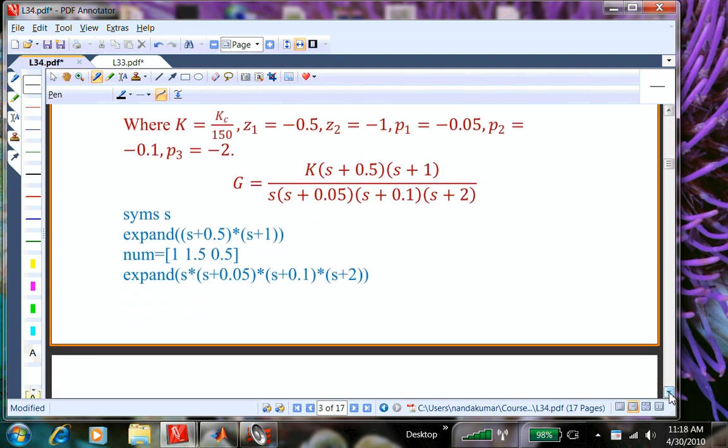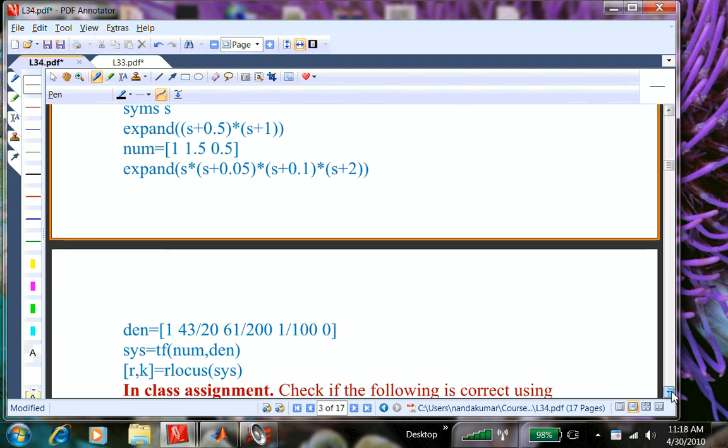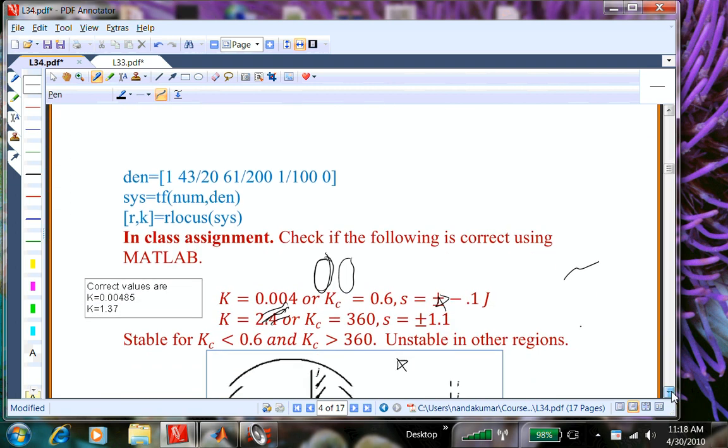And I want to focus on the root locus diagram itself. So the scripts for producing that, I think we have already seen, there is really nothing new in that.